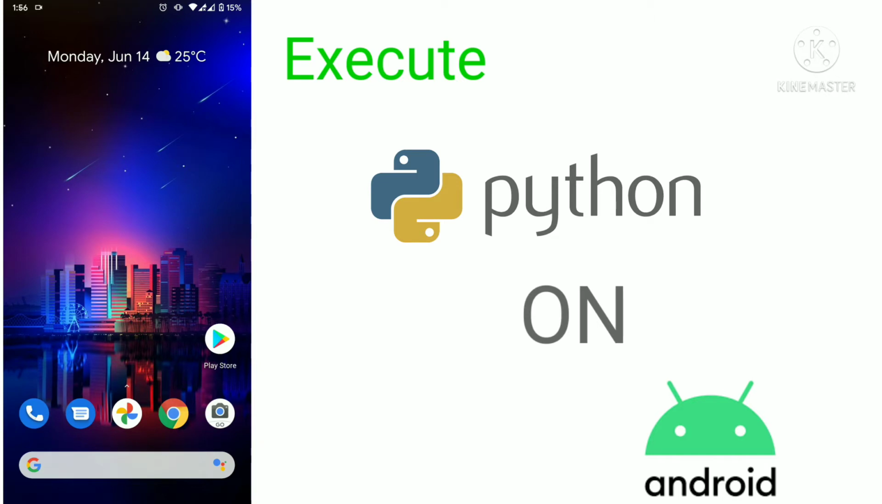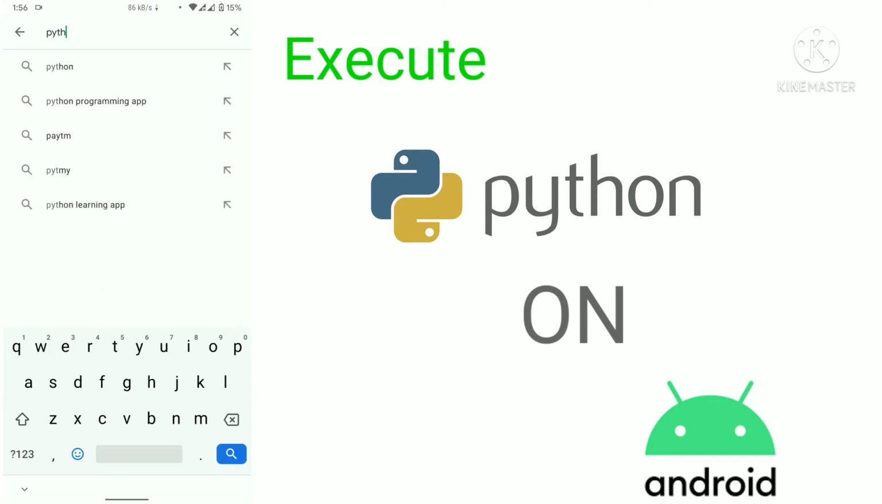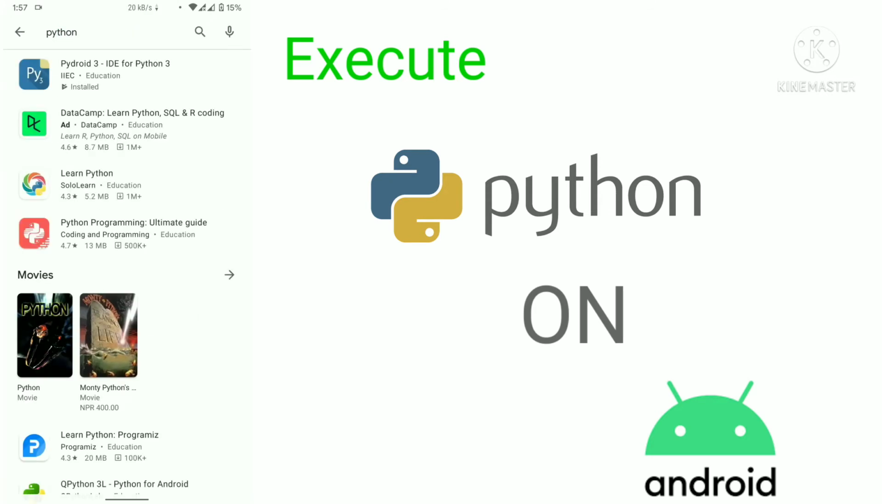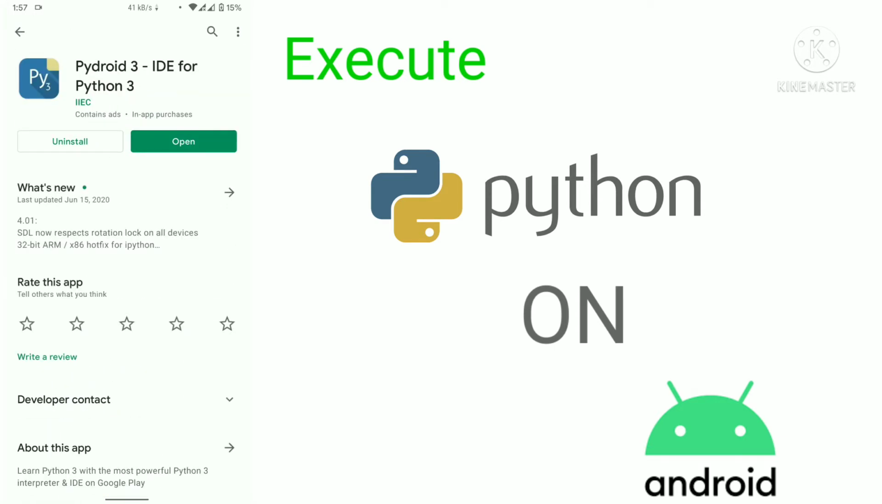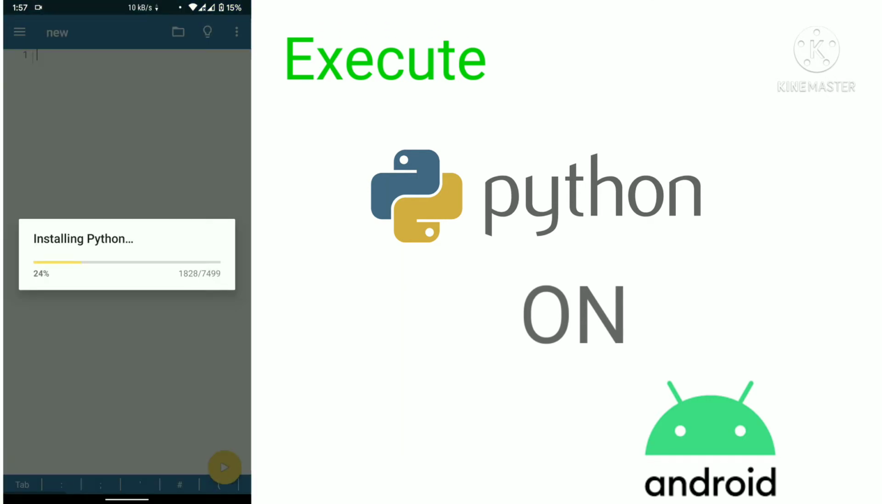First of all, go to Play Store and then search for Python. You will see Python 3 IDE for Python 3 in your search bar. Then open it and install. After installing your app, open the app. So it will install Python, which will take less than a minute.